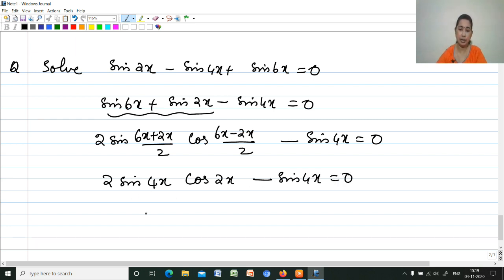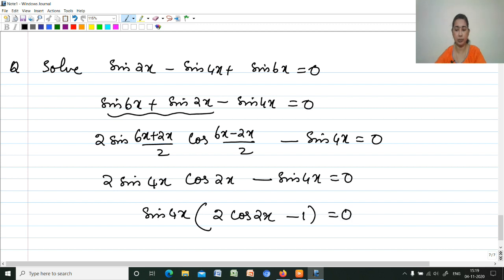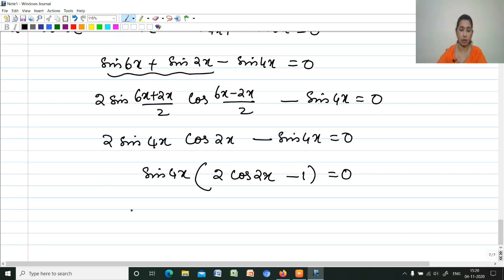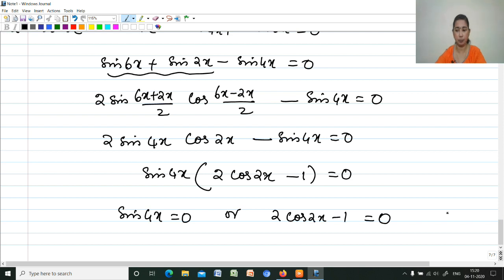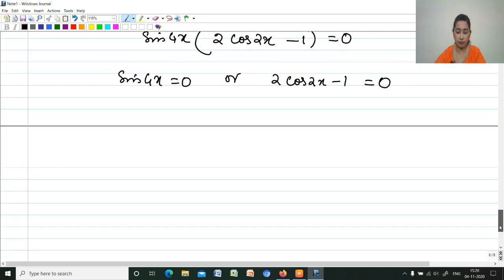In both these we can see sin 4x is common, that can be taken out. Remaining 2 cos 2x minus 1 is equal to 0, or sin 4x equal to 0, or 2 cos 2x minus 1 is equal to 0. Now if sin 4x equal to 0, what happens to the value of x? For which all values of x we are getting it as 0.